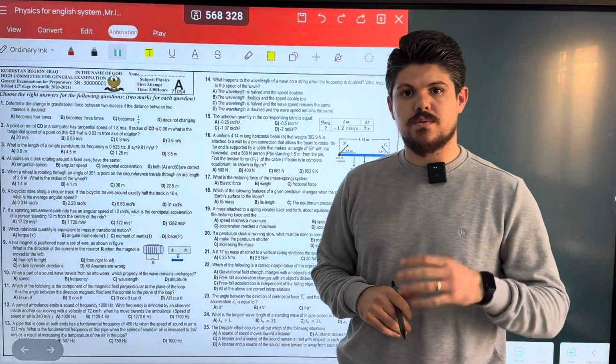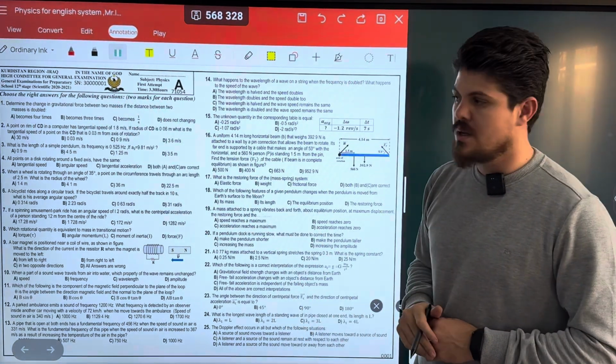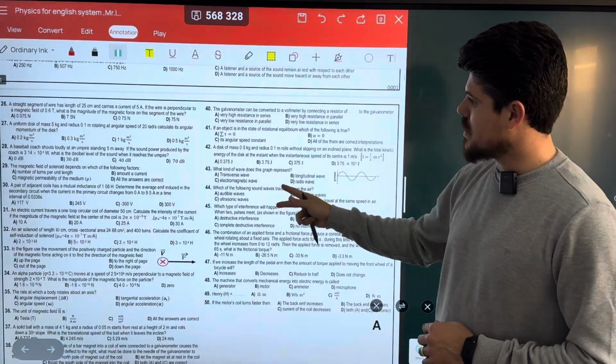Today we are going to solve some Wizare question in 2020-2021 physics for grade 12. Look at question 42, guys.